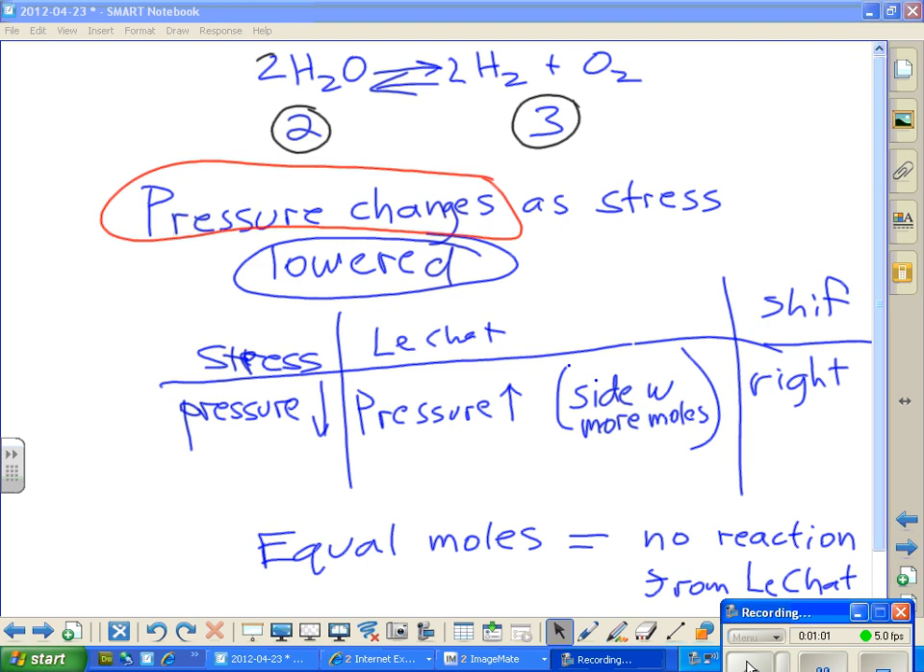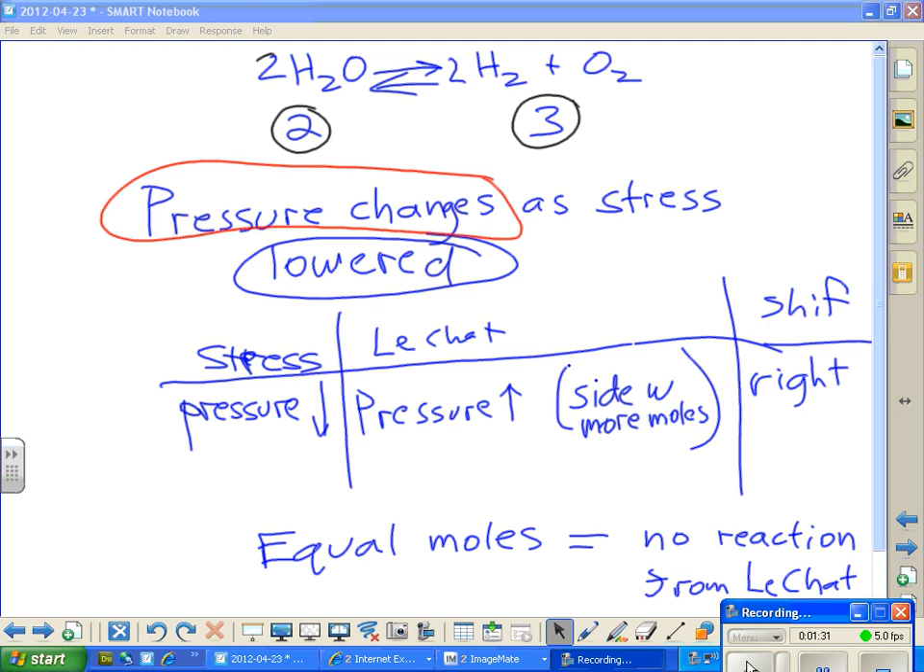Now, if I took water away from the left, that would be the stress. So I'm lowering the water amount. LeChat is going to react by making more water because I took the water out. You make more water by going to the side that water is on. And that would be a shift to the left in the reaction that I have at the top here.